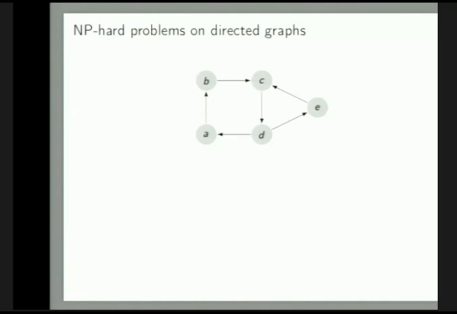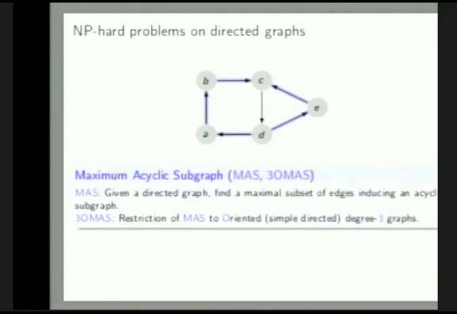So we look at the following NP-hard problems on directed graphs. One is max acyclic subgraph. You are given a directed graph, and you want to find a maximal subset of edges that induces an acyclic subgraph. If you look at the graph there, the blue edges are one such maximal subset of edges that induces an acyclic subgraph.